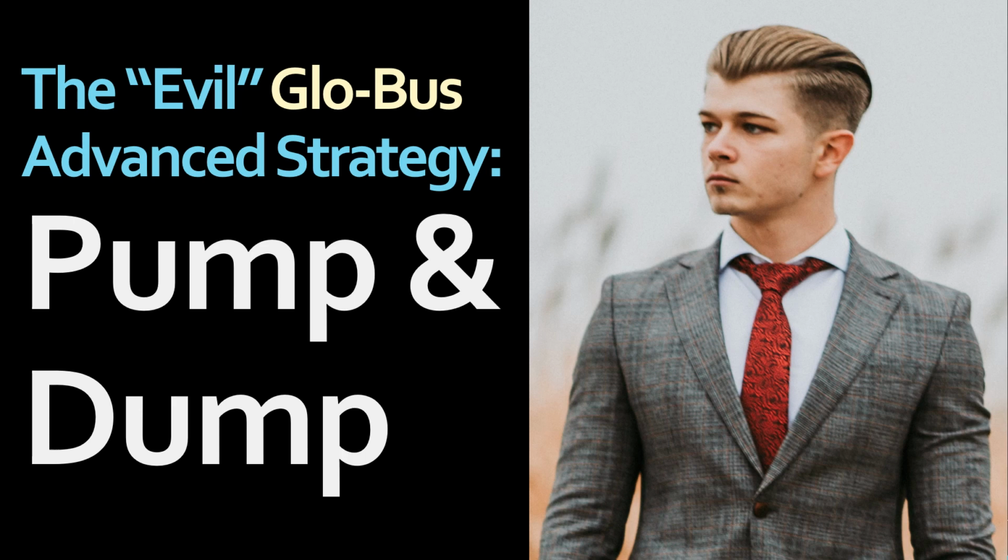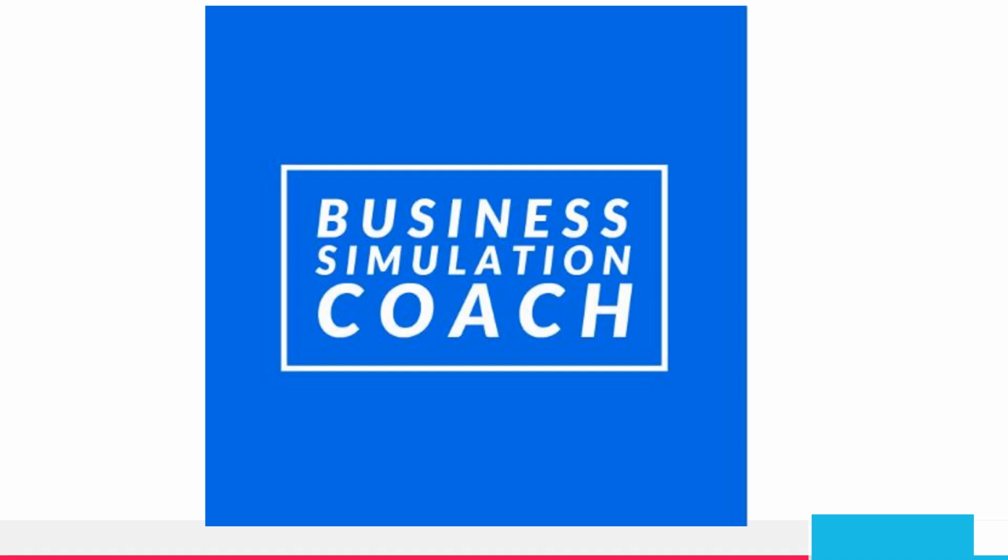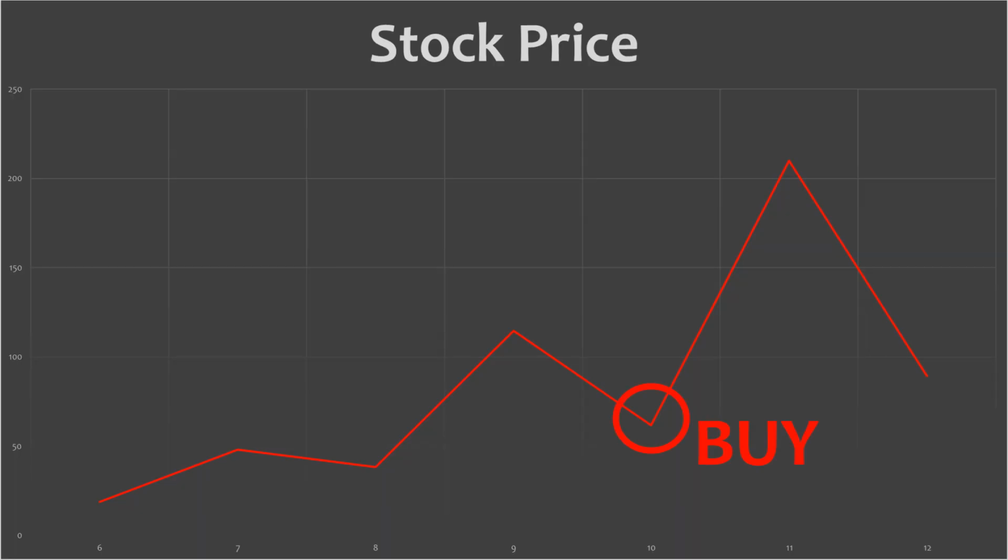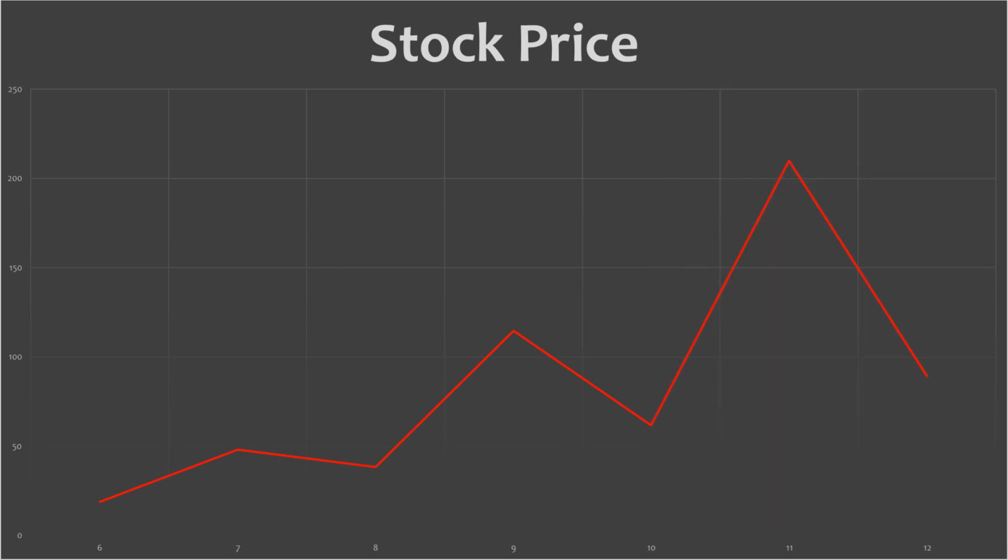Here is a trick that is encouraged in Glo-Bus, but not in the real world. Buy low and sell high. That's how you make money playing the stock market. But coach, I don't have control which way the market will price my Glo-Bus company in the future. But you are the company owner, so in fact, you do have some influence. And thanks to the Glo-Bus theory of efficient markets, stock price is very predictable.